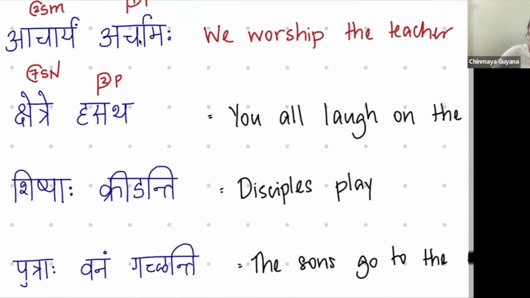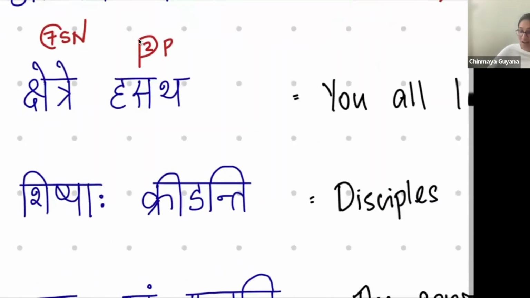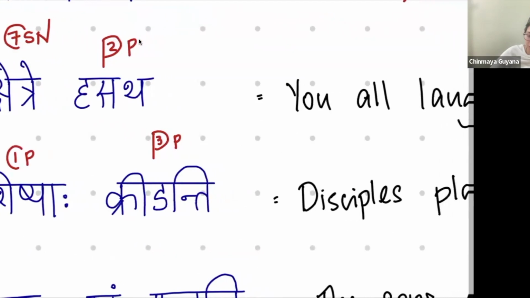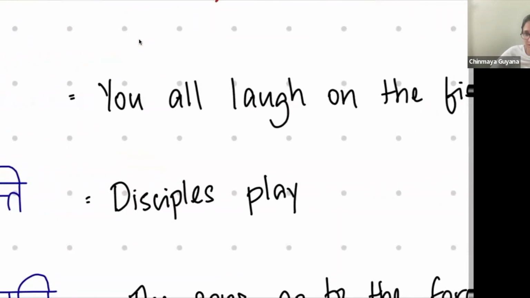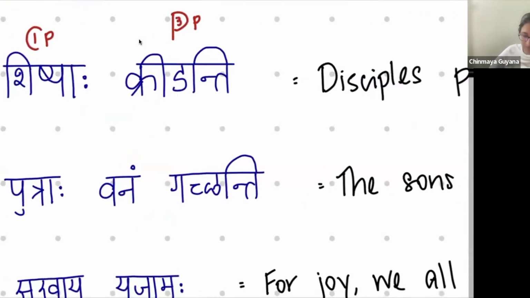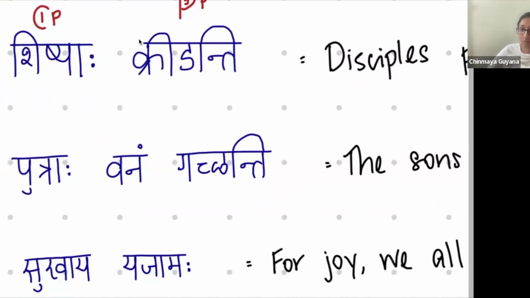Okay. Next. Shishyaha kridanti. What is our verb? Kridanti. Third person plural. Now you're looking for a plural subject. What is our subject? Shishyaha. First case plural. Shishyaha kridanti. Disciples play.